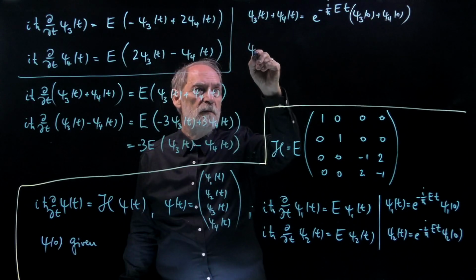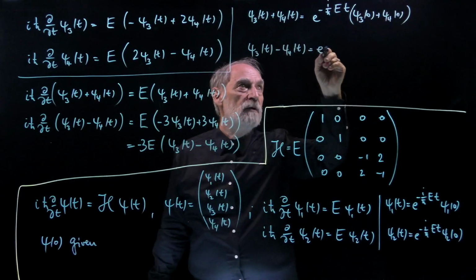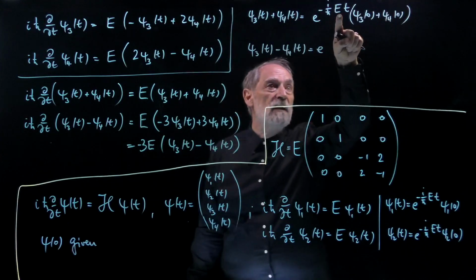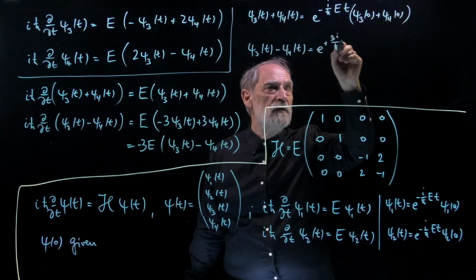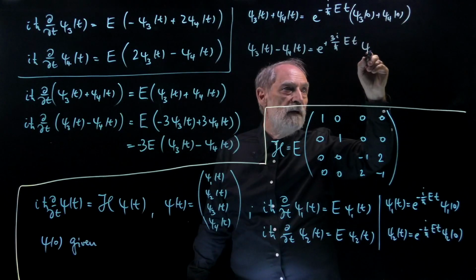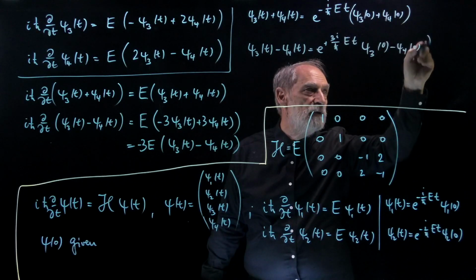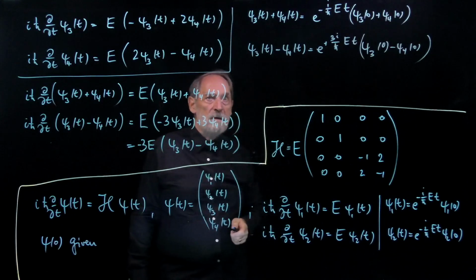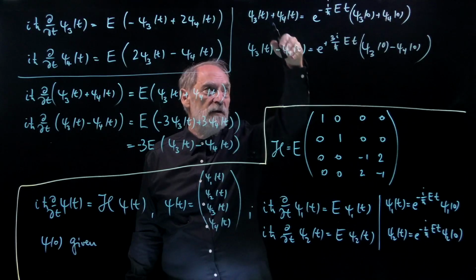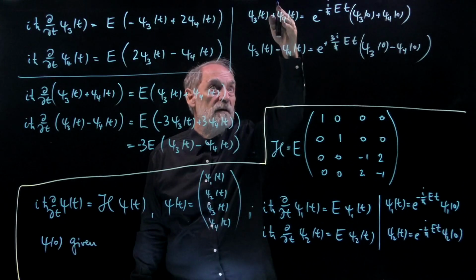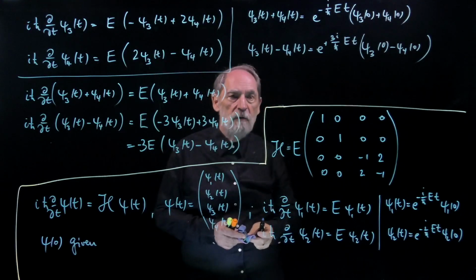Well, so that means that psi 3 of t minus psi 4 of t is equal to e to the, and now where we had e before, we now have negative 3e. So it is plus 3i divided by h bar et psi 3 of 0 minus psi 4 of 0. And then, of course, we can take half the sum of these expressions on the left and get psi 3 of t. We can take half the difference of these expressions on the left and we get psi 4 of t. And so that's what we will do next.